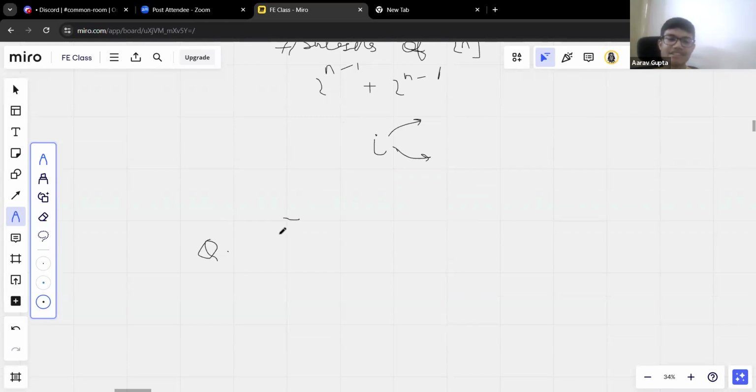Now, prove that for any integer k. I'll just use some notation from now on. Prove that for any positive integer k. Everyone understands some notation, right?